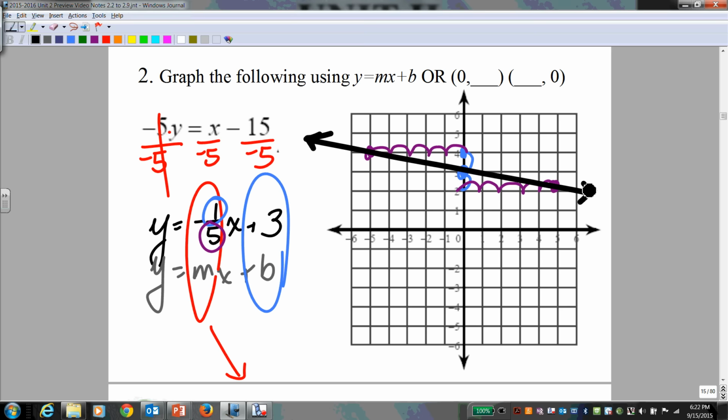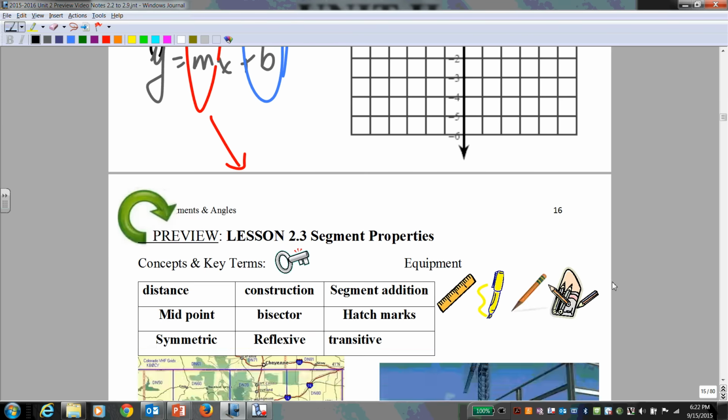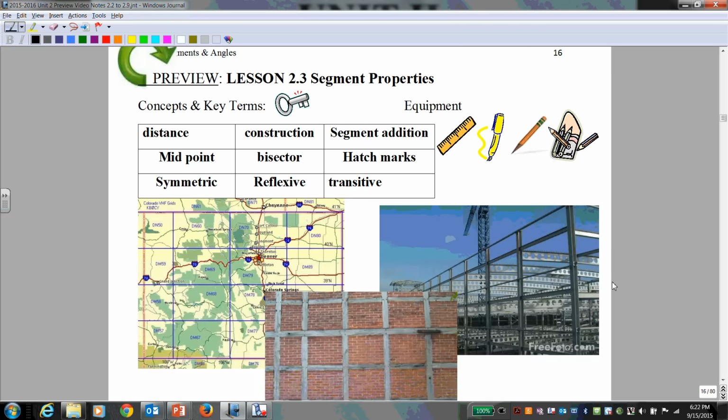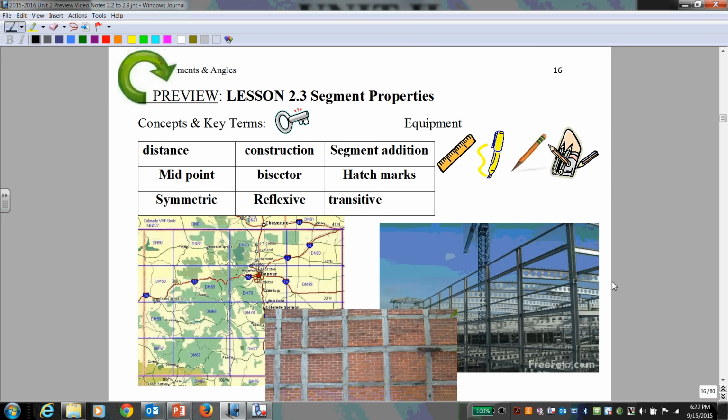All right. That's a couple reviews. Now let's dig into what we're going to talk about today. We're going to talk about properties of segments. By the end of today's lesson, you need to be comfortable with these words: distance, constructions, segment addition, midpoint, bisector, the word hatch marks, symmetric, reflexive, transitive.